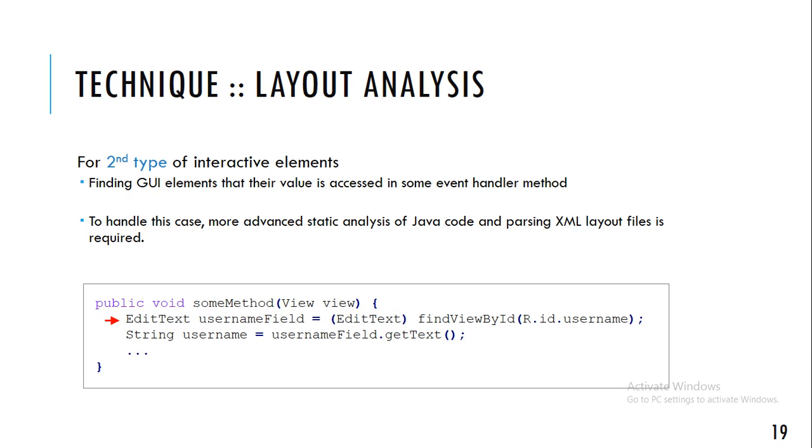The second type of interactive elements are those widgets that are actually input fields and their value is accessed in some event handler. Here the input text field, whose ID is username, is accessed and its value is read in this method. So this method is an accessor method for the text field widget.